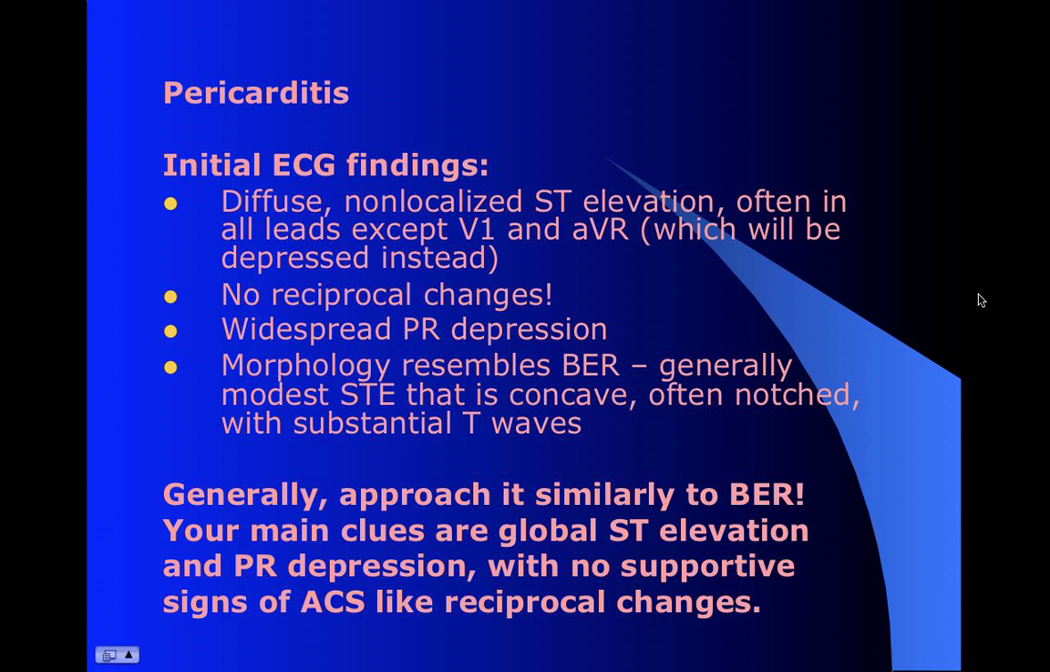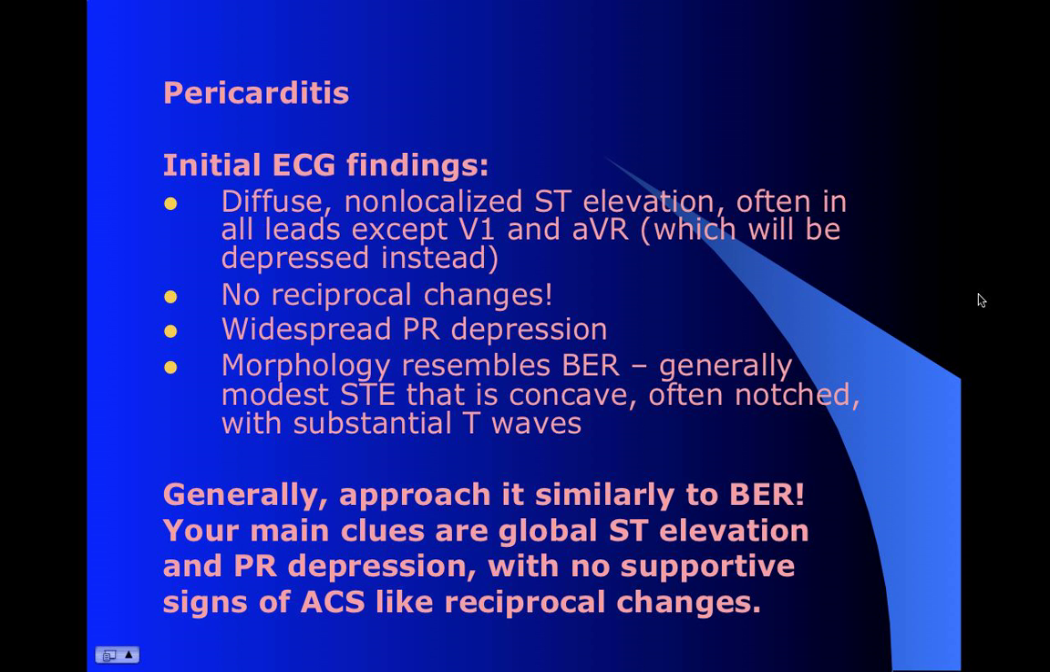On the EKG, traditionally it's got this diffuse, really non-localized elevation, so it's not like we're looking at anterior leads and it's elevated or the inferior leads. It's just sort of all over the place, except maybe V1 and AVR, which should go the other way. So they should have ST depression. There should not be nice consistent reciprocal changes. You shouldn't have anterior elevation and reciprocal inferior depression or vice versa, unless there's some other process which is confusing you in there.